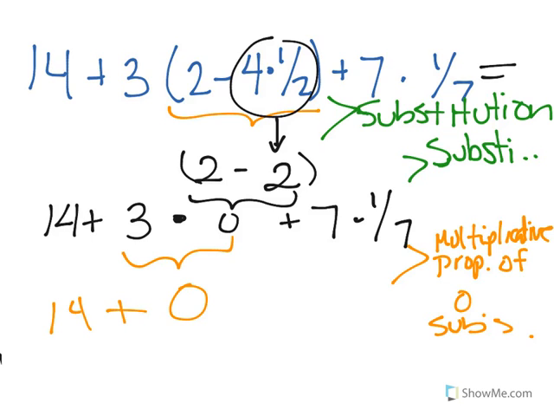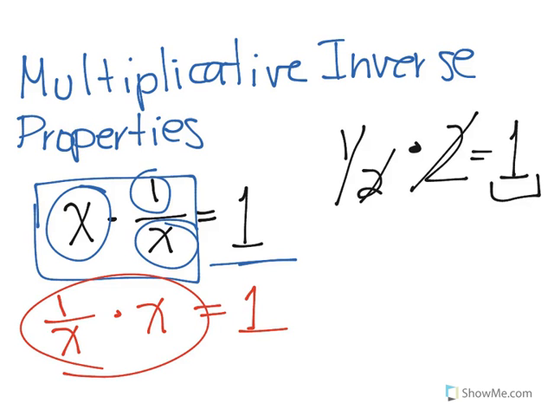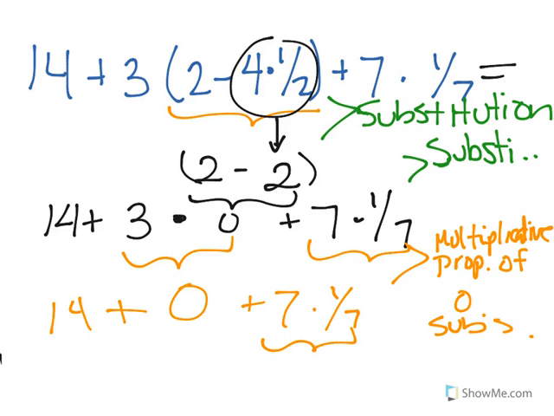And now here we can substitute 7 times 1/7 with the multiplicative inverse that I mentioned at the beginning. So as you can see, you have x times 1 over x. In this case, x is equal to 7. And so we know this to be 1. So we use the multiplicative inverse.